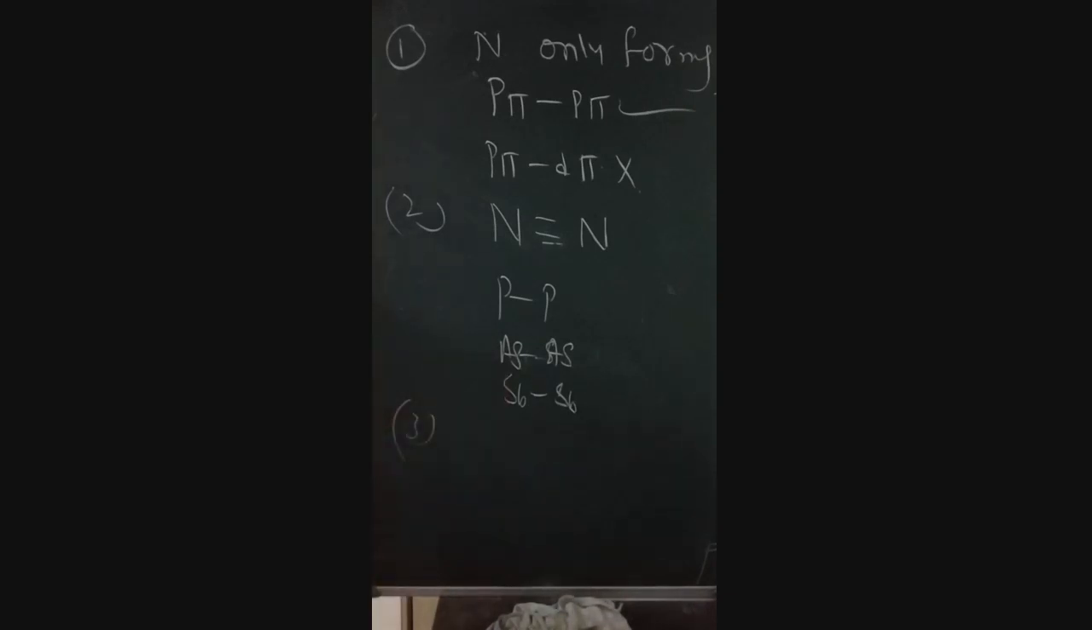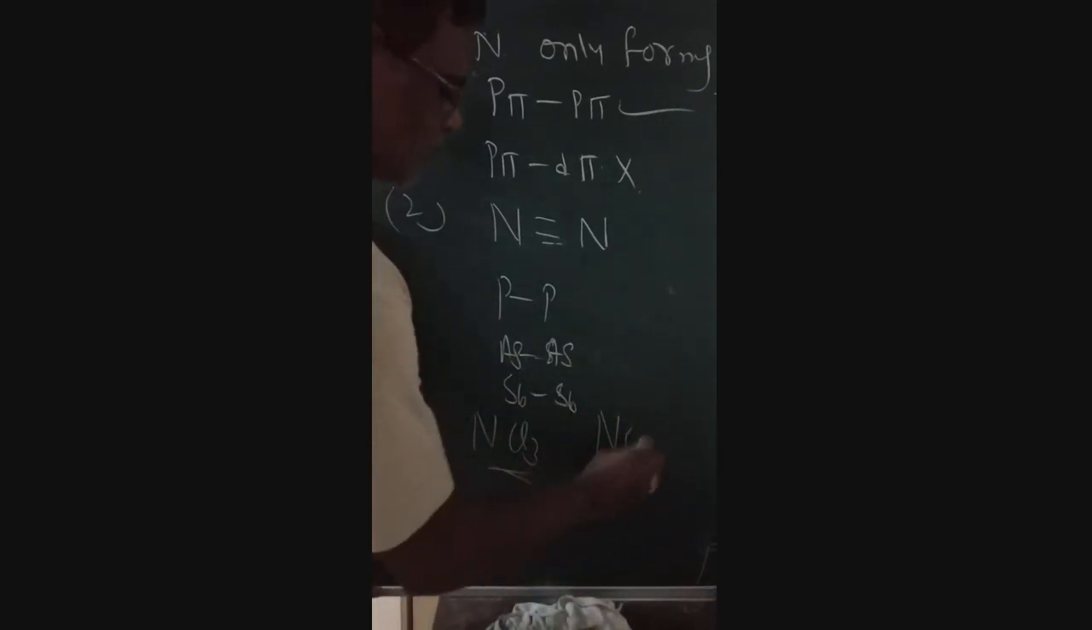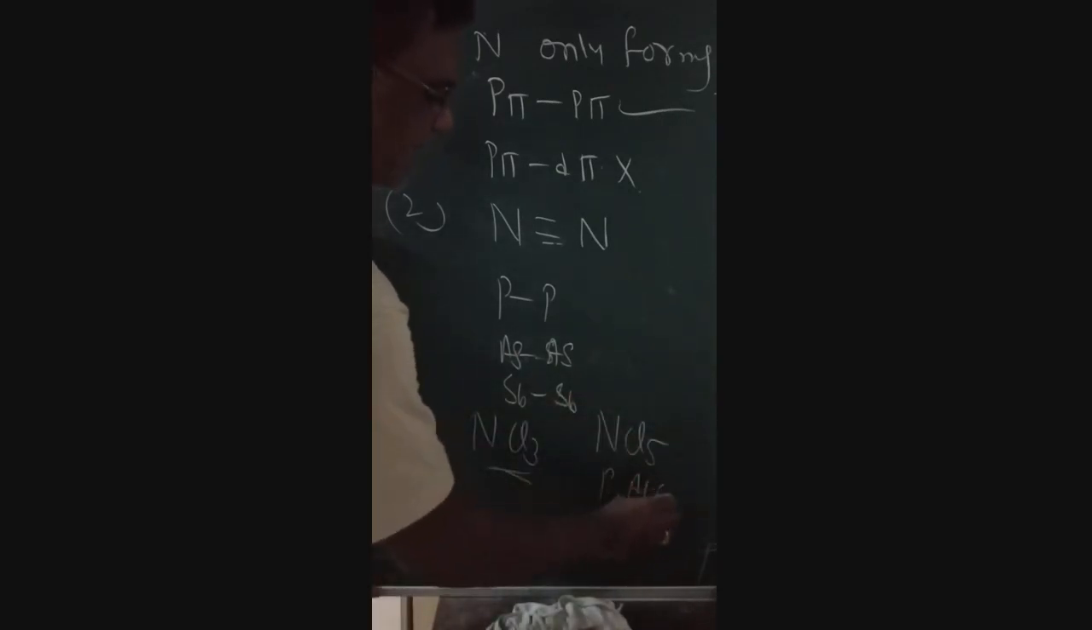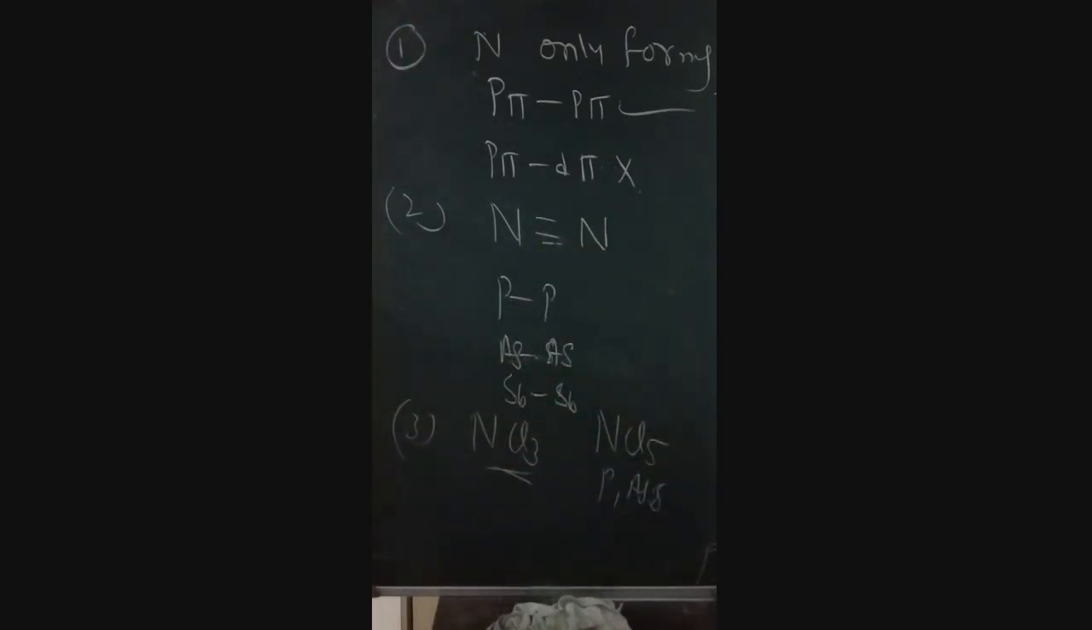Here, nitrogen formation of the halides. Nitrogen forms halides up to trihalides only, that is NCl3, but it cannot form NCl5 pentahalides. Whereas phosphorus, arsenic, antimony exhibit the pentahalides also. Why? Because phosphorus, arsenic, antimony have vacant d orbitals. That is why it is also one of the special anomalous properties. Nitrogen forms only trihalides. It cannot form pentahalides. But other elements form pentahalides also. So that is also one of the anomalous properties of nitrogen.